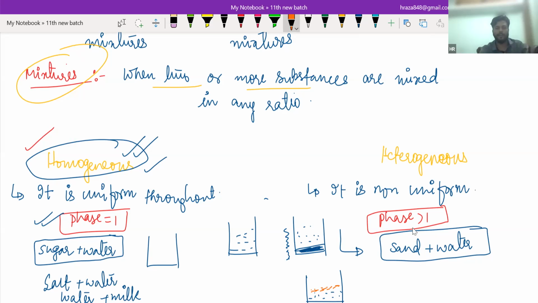That means when the number of phases is greater than one, it is a heterogeneous type of mixture. I think you are clear on this. If you still have any doubt regarding homogeneous or heterogeneous mixture, please ask me.